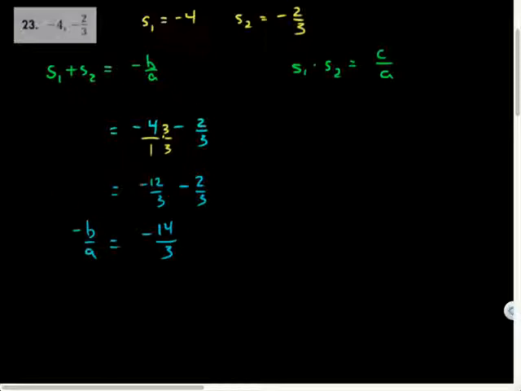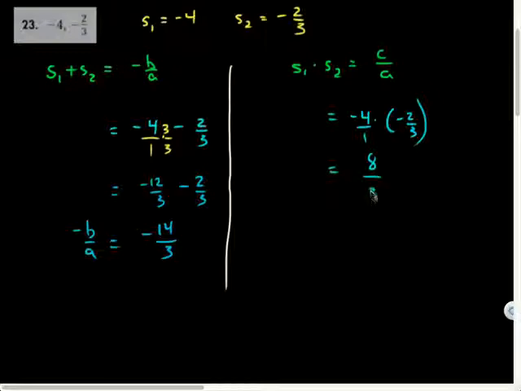All right. Over here on the other side, let's plug in what we got. We have product, so negative 4 times negative 2/3. To multiply that, I could put that over 1 if you want. Negative times a negative is positive. 4 times 2 is 8. 1 times 3 is 3. And that should equal c over a.